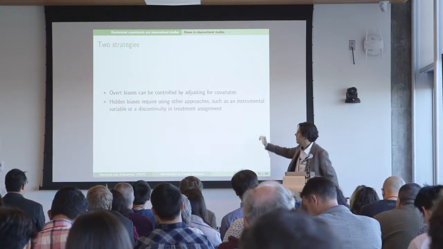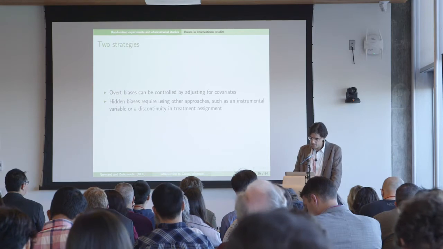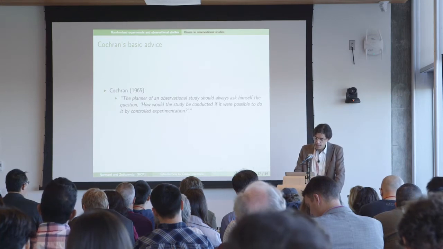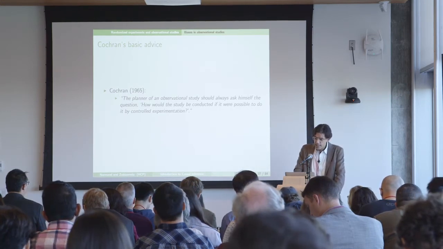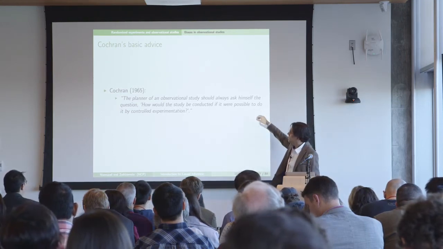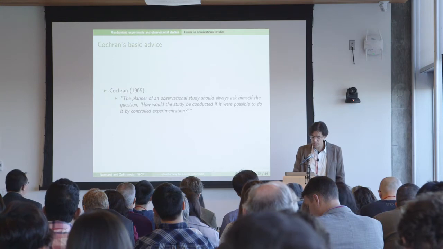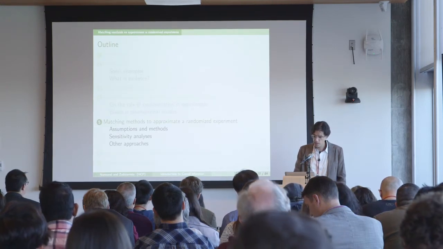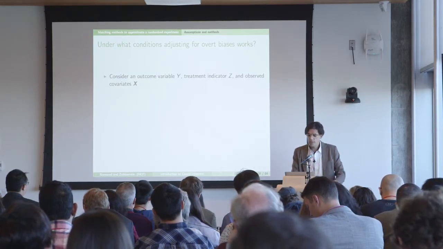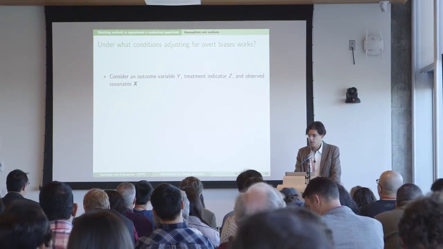So I wish to discuss a method for adjusting for observed overt biases that is quite transparent. As said, that's matching. And here the motivation, following Cochran, who coined the term observational studies, is to ask ourselves, when dealing with observational studies, how would the ideal study be conducted if it were possible to do it by controlled experimentation? All right? So the question, before introducing the methods, is under what conditions does adjusting for observed covariates work?